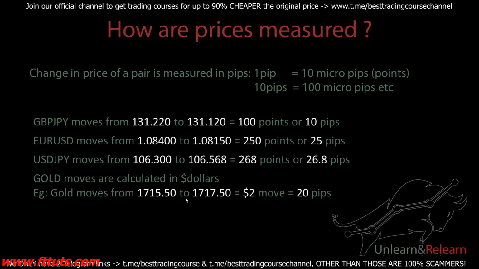You have to understand this: when you're looking at gold prices on your charts, you're always looking at the dollar values. Right now gold is at $1,715.50. If gold moves to $1,717.50, that's a change of $2, which means gold has moved by 20 pips. If gold moves from 1715 to, let's say, 1720, that's a change of $5, which also means gold has moved by 50 pips.